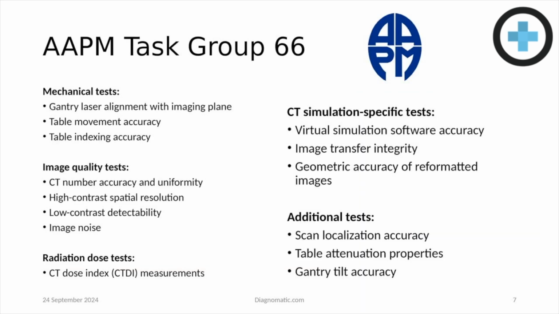The AAPM Task Group 66 is a little bit different again because it's focused more on the radiation oncology departments. But here they have a number of mechanical tests required for laser alignment, table movement, table indexing, accuracy of both of those. Still have that image quality test for testing the CT number accuracy, uniformity, high contrast spatial resolution, low contrast detectability, image noise. There's dose tests.